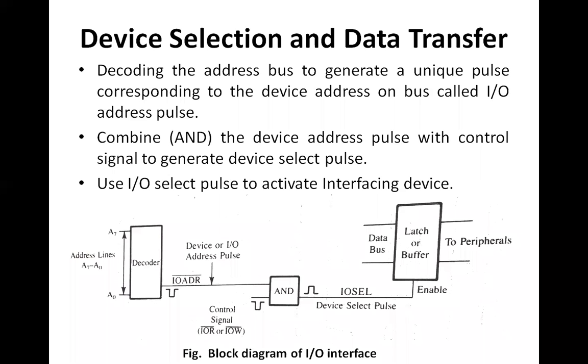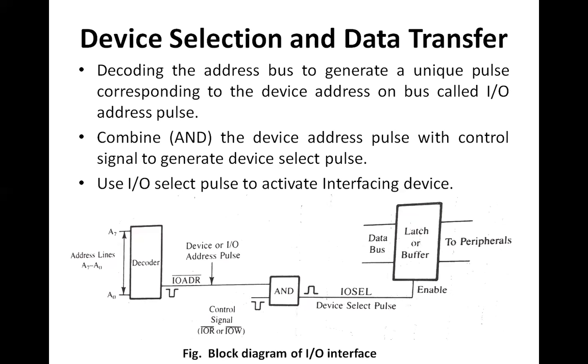Now, the device selection, how the device is selected and how the data transfer takes place. The objective of interfacing any device, either as an output device or an input device, is to get the information. If it is an input device, to take the information, or if it is an output device, to send out the result from the processor.